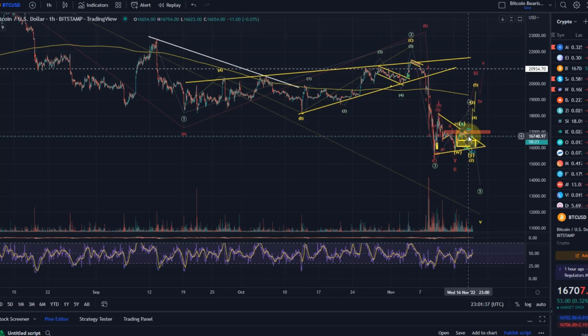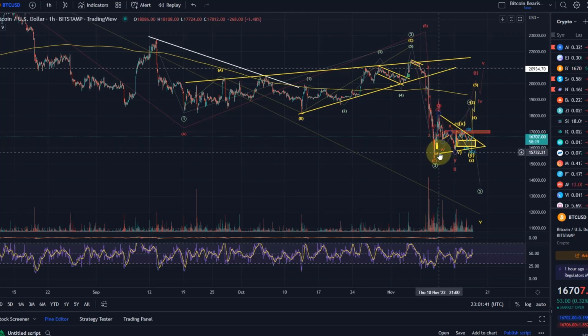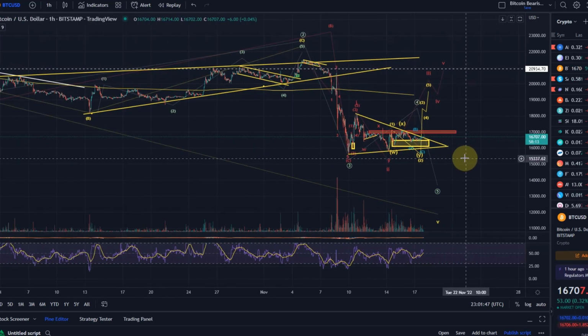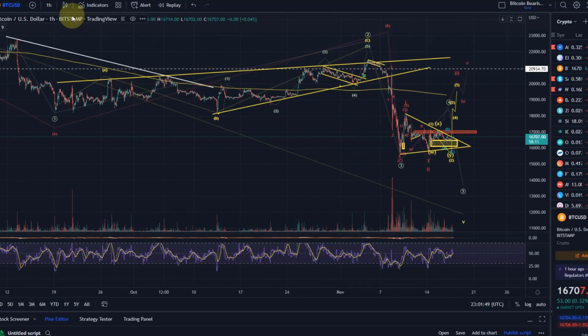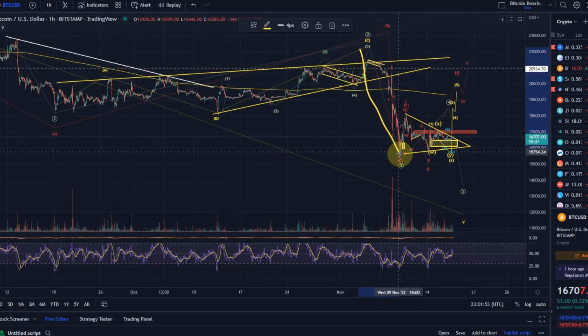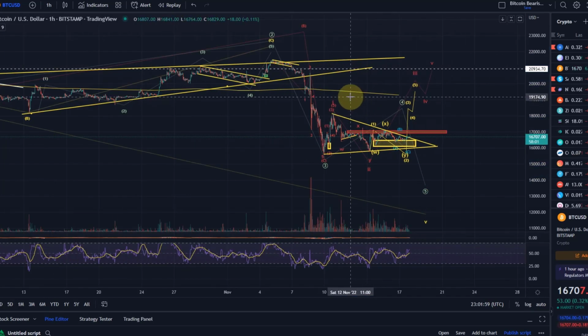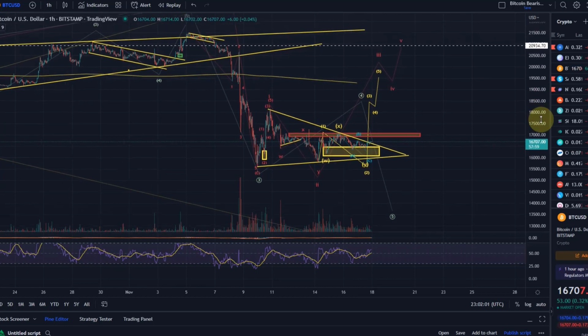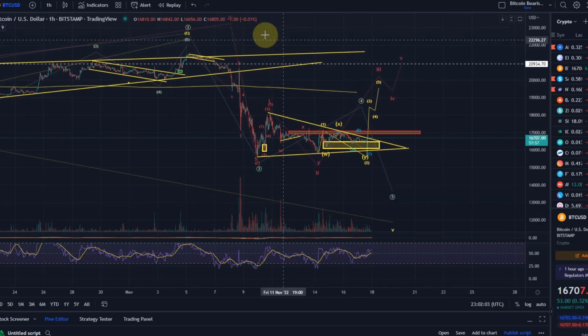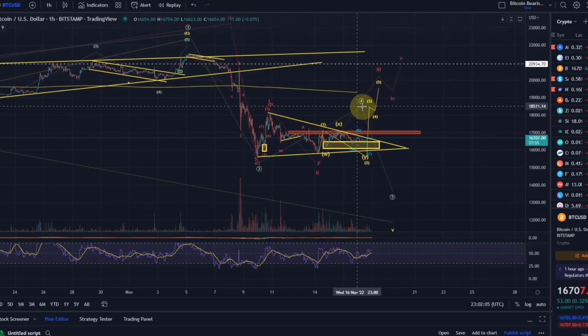Is the low already in? I can't answer that for you. I think the potential is there, but I would also not be surprised to see one more low. And that's why I've got the potential here on the chart. This is basically the green wave count, where we came down in a wave 3. This here is a wave 4, and we come down in a 5 once more.